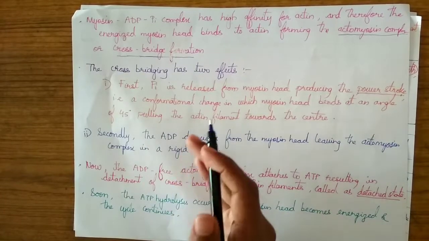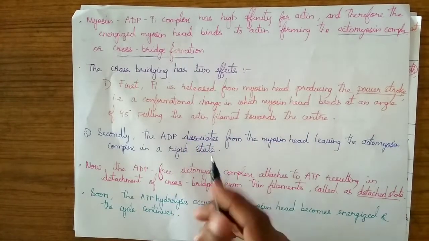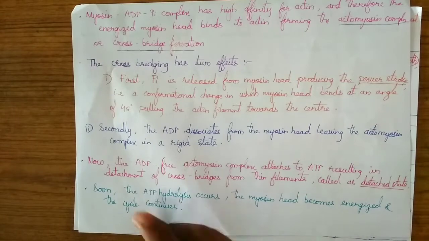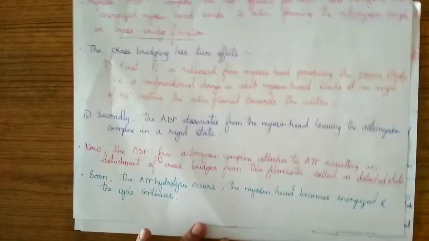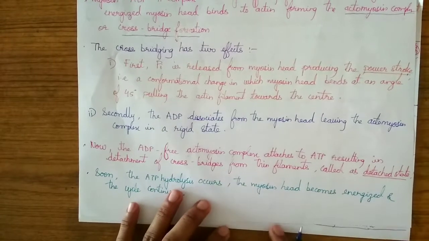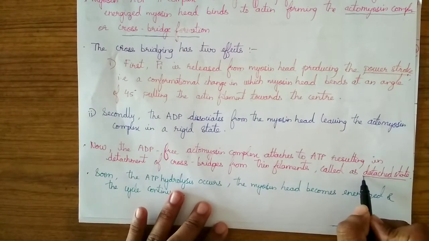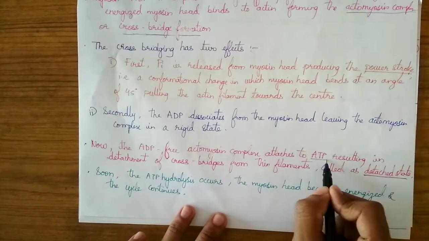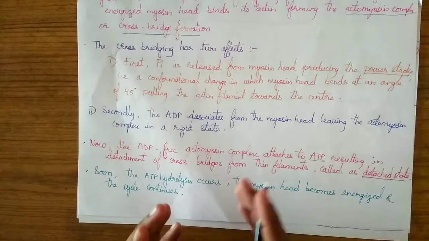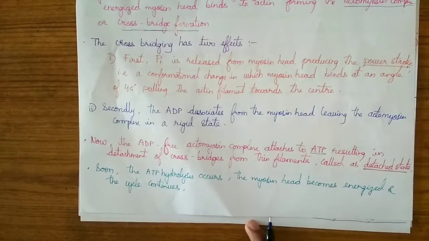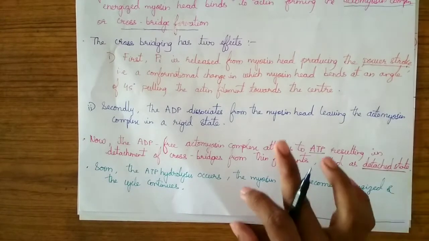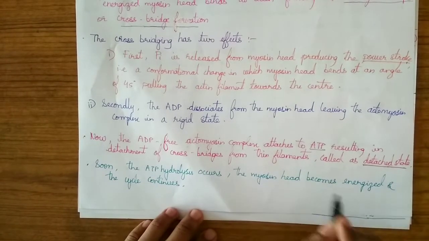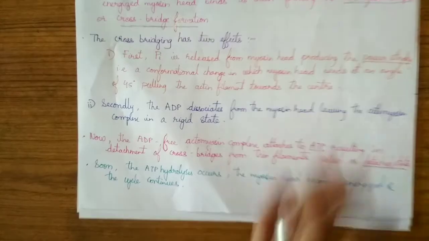So what happens after the ADP dissociates? The myosin head becomes rigid and stays in the attached position to the actin. So when the ADP-free actomyosin complex attaches to the ATP, there is detachment of the cross bridges from the thin filaments, called the detached state. Soon the ATP hydrolysis occurs and the process again continues. The myosin head becomes energized and the cycle continues again.